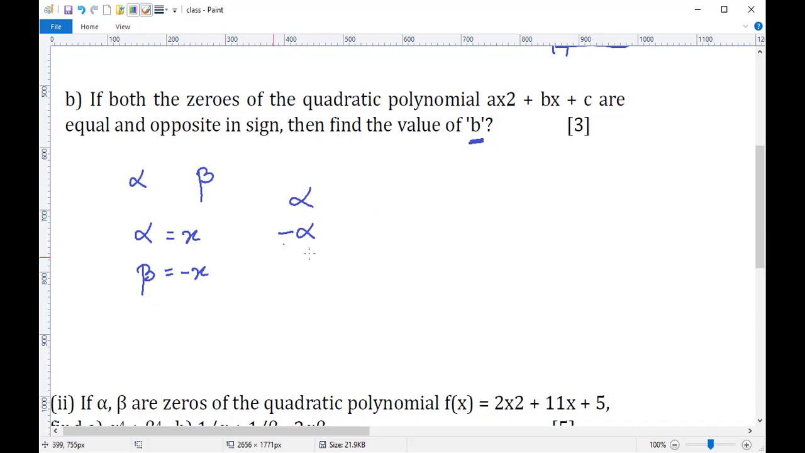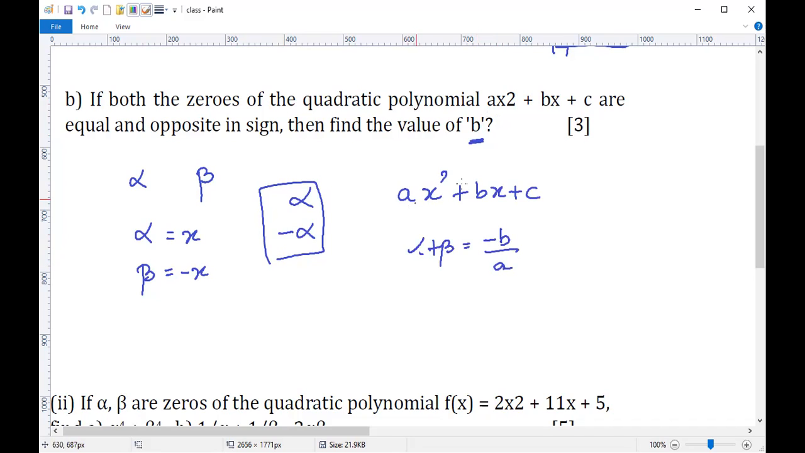So when you take it this way, what have they given? They have asked you to find the value of b. The equation is given: ax squared plus bx plus c. What do we know? Alpha plus beta is equal to minus b by a. Since this is in the standard form with a, b, c, you can straight away write it like that. So what is it? Alpha plus beta here will be alpha plus minus alpha. Correct? Because instead of beta, what do we have? Minus alpha, the other zero. So alpha minus alpha is 0.